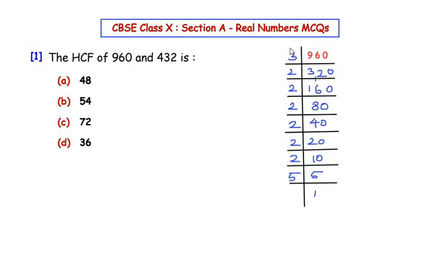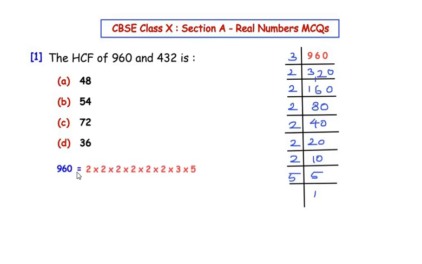Now these are the prime factors of 960. So 960 is equal to, now the number 2 has occurred 6 times. So here we have written 2 6 times, times 3 times 5. Now using the same method, let us find out the prime factors of 432.